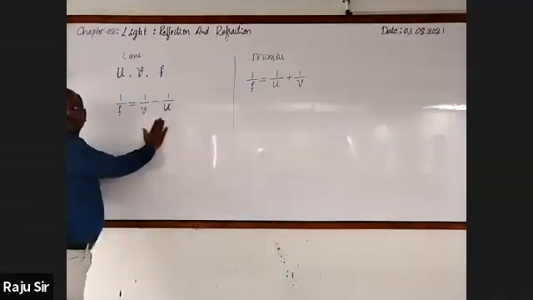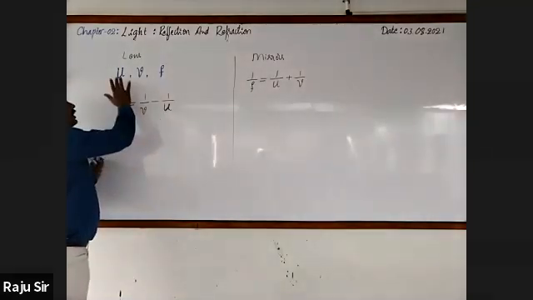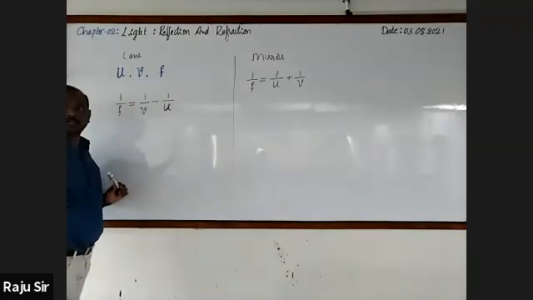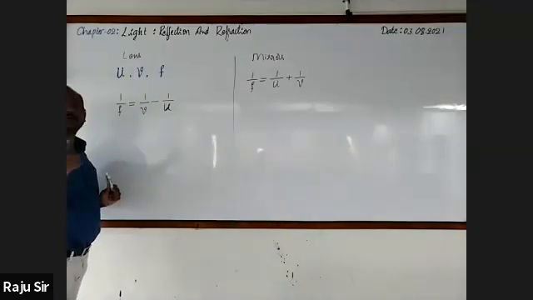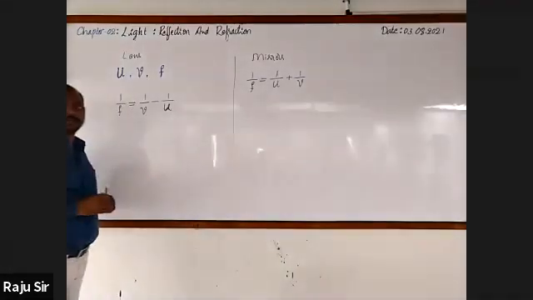This is the formula which gives the relationship among object distance, image distance, and focal length of a lens. And that is with respect to the mirror.